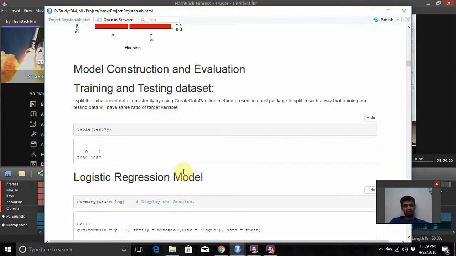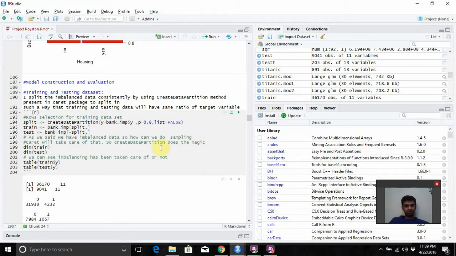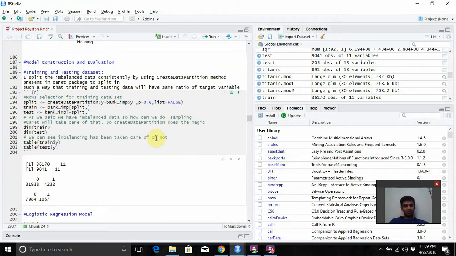The model and the evaluation. I have used caTools to partition my dataset into training and test set in terms of variable y, and I'll be dividing the train and test set into an 80-20 ratio, 80 as train and 20 as test set.